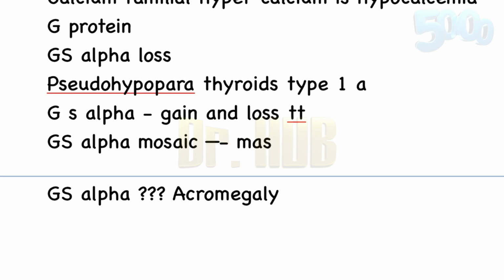Now moving on to the G1 alpha. What happens in the G1 alpha? There is a gain, and it leads to ovarian and adrenocortical tumors.